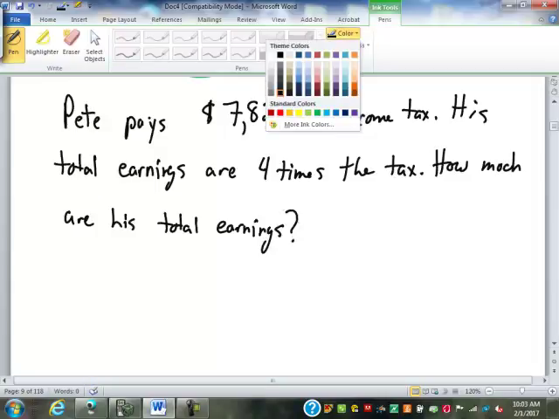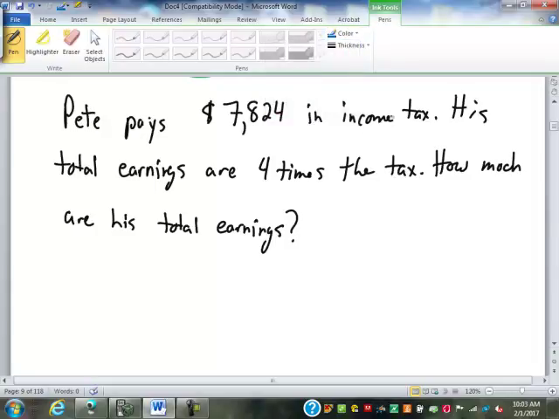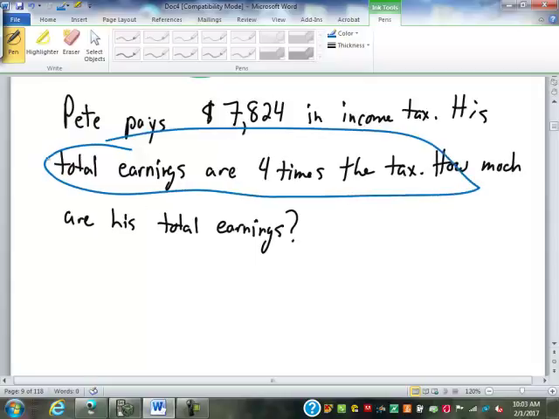Now here again, like I said, the problem itself is so simple. I mean, most people look at that and say, oh, I'm just going to take 7824 times 4. Right? But we want to write it out in an equation. So the first thing I'm going to do is ignore the numbers in the problem and just look at the situation. Total earnings are 4 times the tax. And you don't have to use variables. You can write it out in words. Earnings is equal to 4 times the tax. It's that simple.